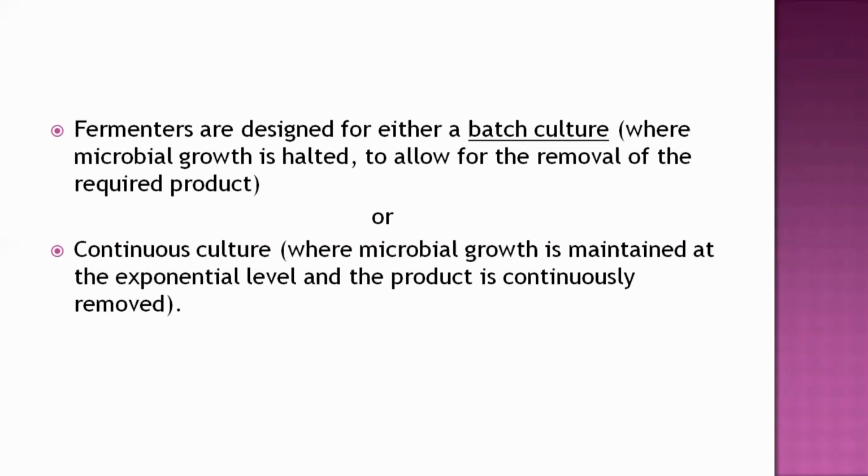So we have two types of fermenters, and these include the batch culture fermenter, where the microbial growth is altered to allow for the removal of the required product. Whereas in the continuous fermenter, the continuous culture is where the microbial growth is maintained at exponential level and the product is continually removed. So the process continues and the removal also of the products continue.